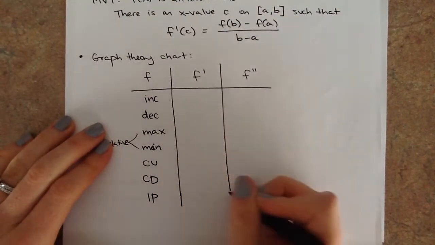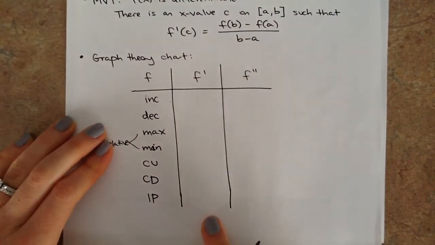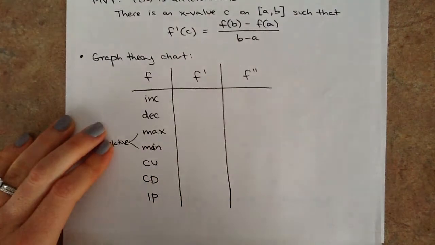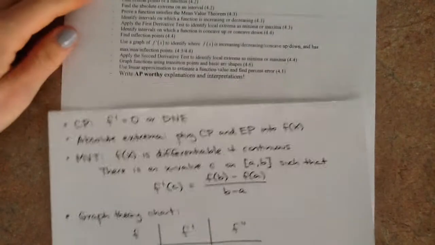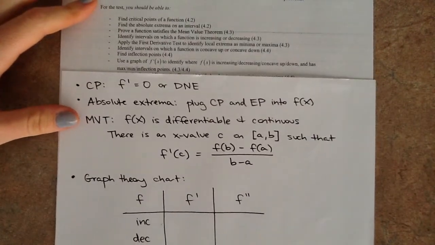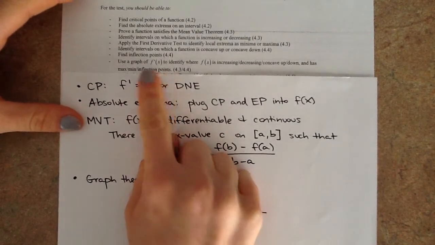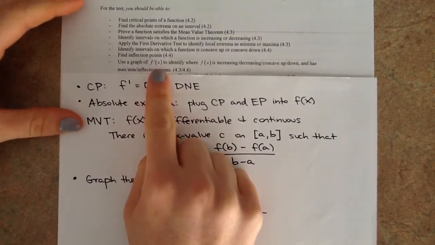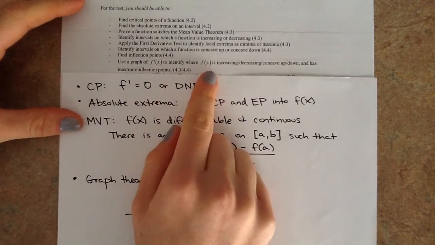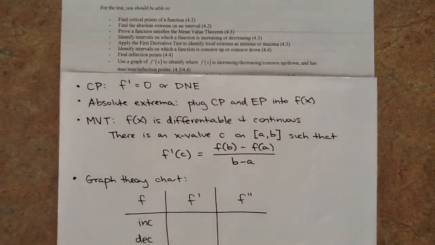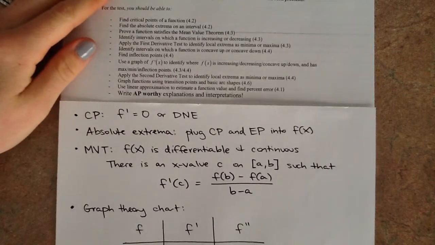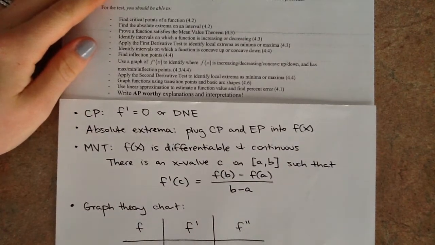Okay, so we are going to go down the f prime column first, because f prime is the most useful one that we can see. If you look right about here on the worksheet I gave you, somewhere around the middle, a little past the middle, it's the only one that has 2 lines. Use a graph of f prime to identify where f is increasing, decreasing. So I'm not even being subtle about this. I am directly telling you there will be a graph of f prime on the test, and you will have to answer all these questions. And you will have to write AP-worthy explanations and interpretations.